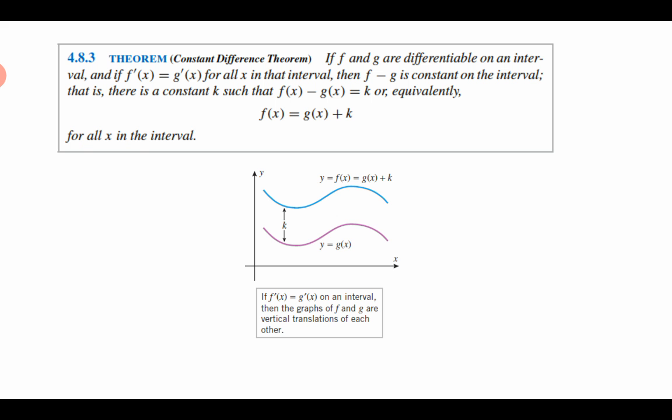And then the constant difference theorem. If you find two functions are differentiable in an interval and the derivatives of the functions are equal in the interval, then f minus g, the functions differ only by a constant. One function is equal to the sum of the other function and a constant. So they differ only in the constant.